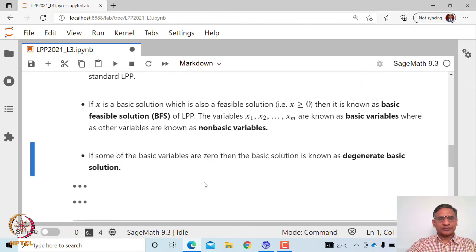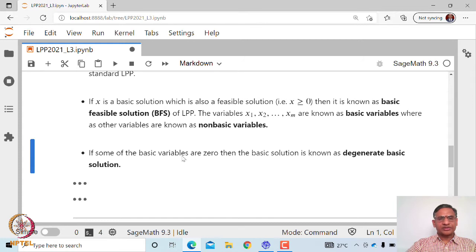Next, let us look at the case where some component of the basic variables is 0. In particular, in case you have a basic solution in which some of the components with respect to the basic variables are 0, then such a solution is called a degenerate basic solution. And in case you have a basic feasible solution which is degenerate, that means some components of the basic variables are 0, then we say that it is a degenerate basic feasible solution.